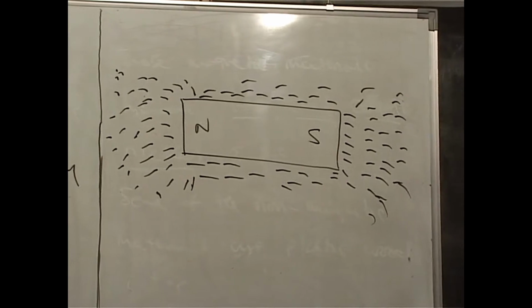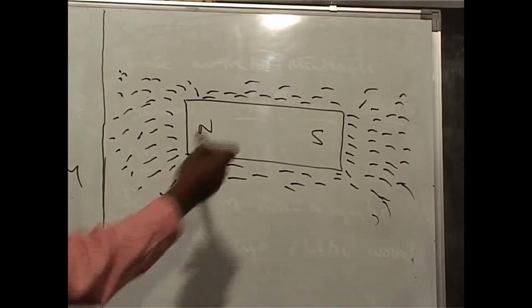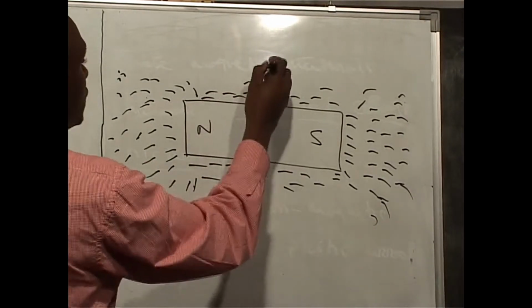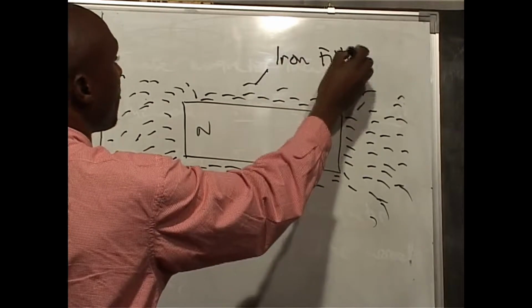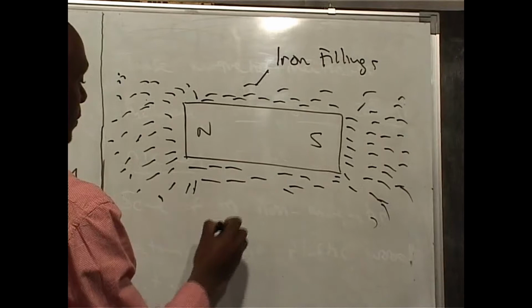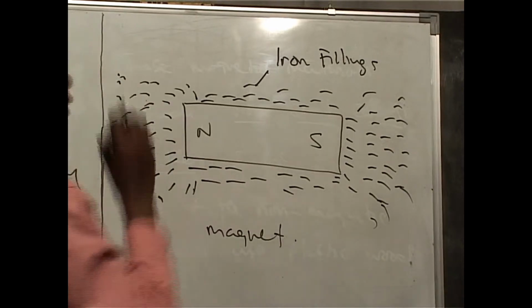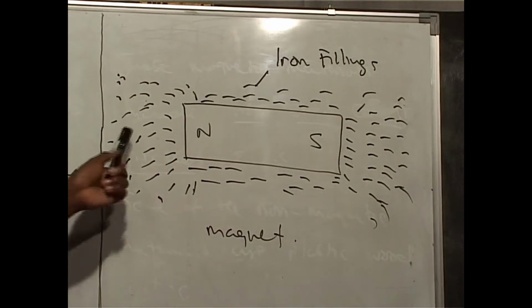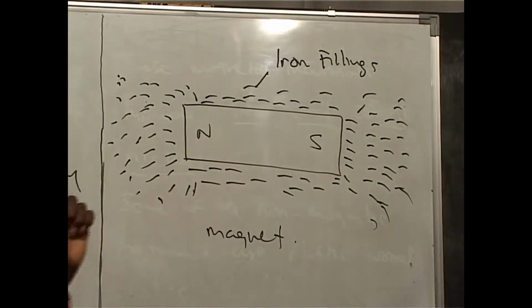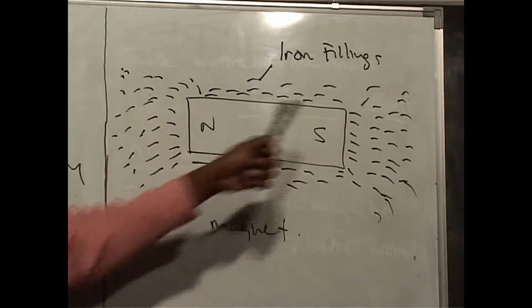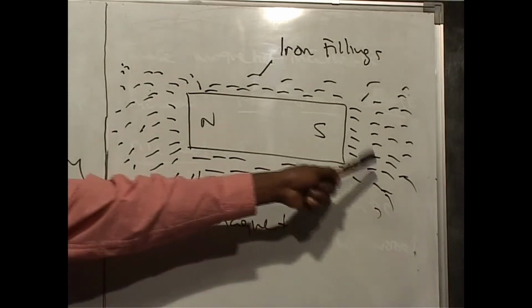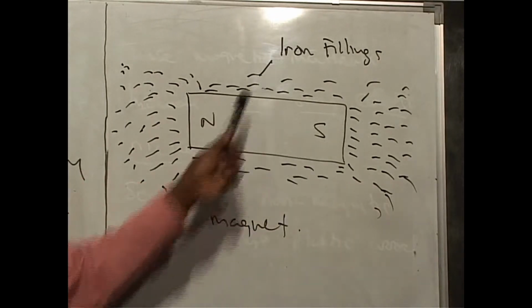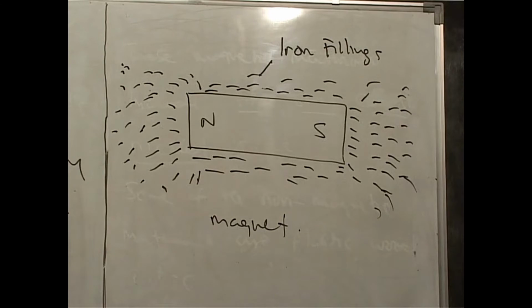These have been brought about because if we were to sprinkle the iron filings, these are iron filings, and that is a magnet, you discover that a lot of iron filings get attracted right at the end. It can either be at the North Pole or the South Pole, but you find that you're going to have more of the iron filings at the North Pole and at the South Pole, unlike in the middle here. Now, how did we come about the North Pole and the South Pole?